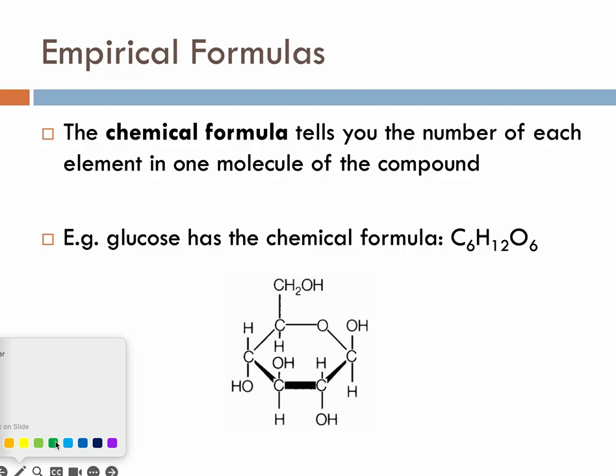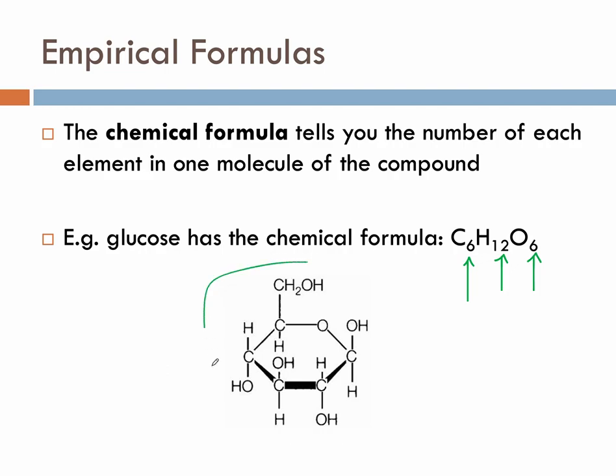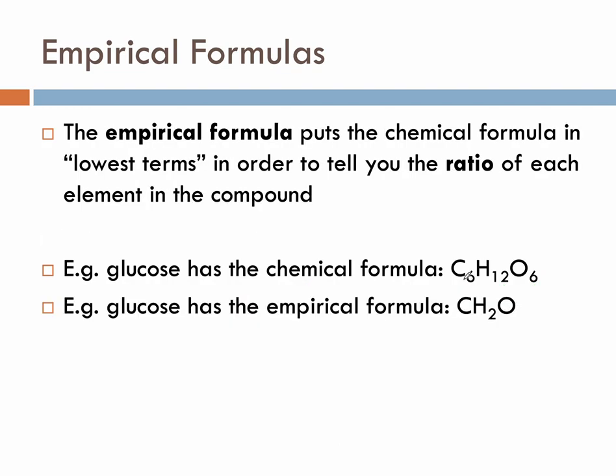So let's say we've got glucose here. Glucose has 6 carbons, 12 hydrogens, and 6 oxygens in one glucose molecule. And here's a picture of a glucose molecule right here. You can see the 1, 2, 3, 4, 5, 6 carbons, the 12 hydrogens around there, and the 6 oxygens around that molecule. So glucose has literally 6 carbons. That's what that means.